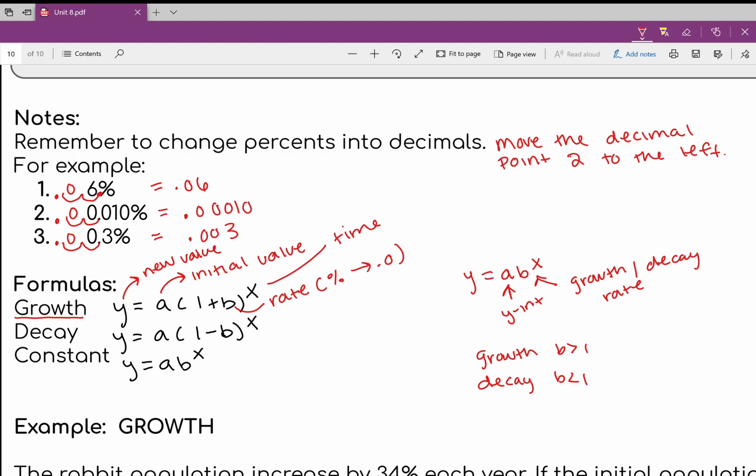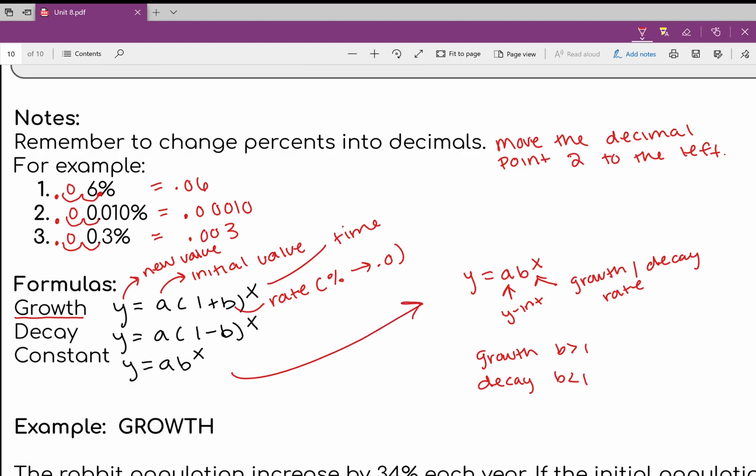For growth, if we do 1 plus b, that means after we add that decimal to 1, it's going to be something greater than 1. Same with decay. After we put in that decimal for b and we do 1 minus that decimal, it's going to be a number smaller than 1. That's in order to keep it growth and decay. And the last one you hear is constant, and that's the one we've been dealing with before, and you're going to follow this one over here.